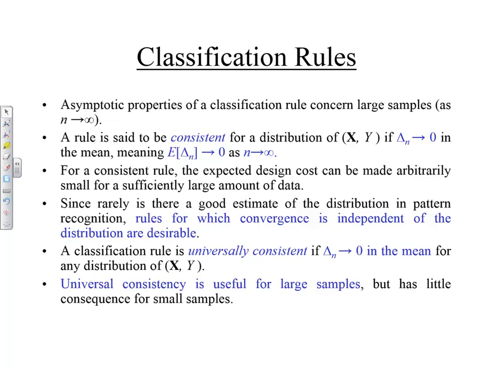Universal consistency is useful for large samples because as n goes to infinity, the design error goes to 0. But it has very little utility for small samples. And in genomic signal processing, in cancer classification, we are typically dealing with small samples. So we don't have much use for these kinds of asymptotic results.